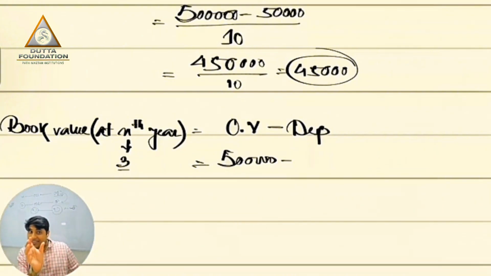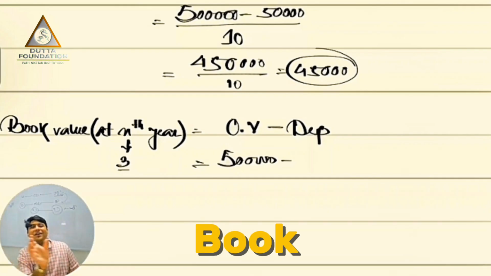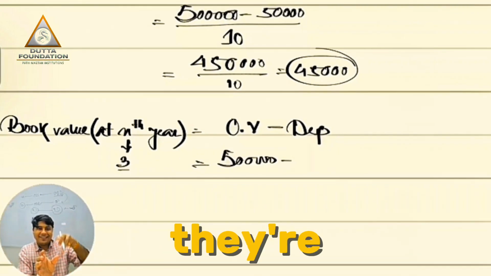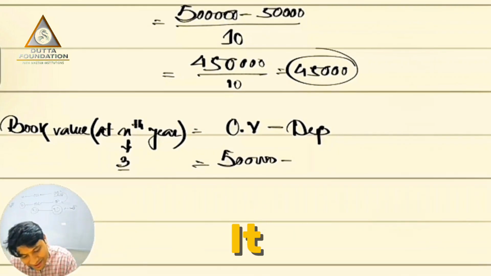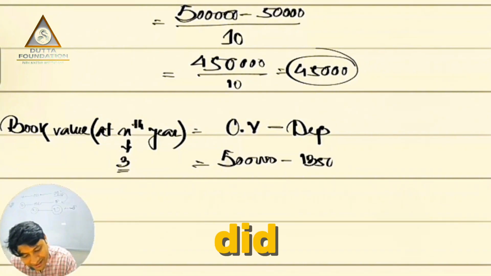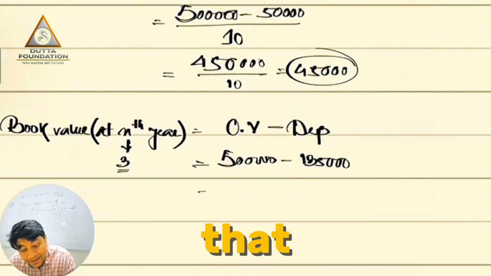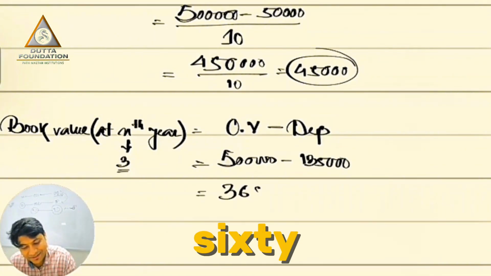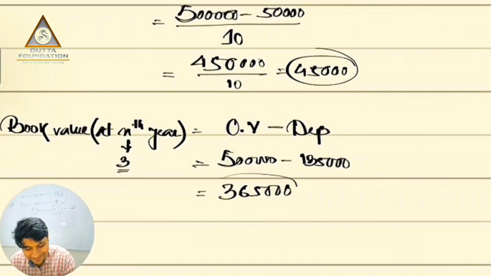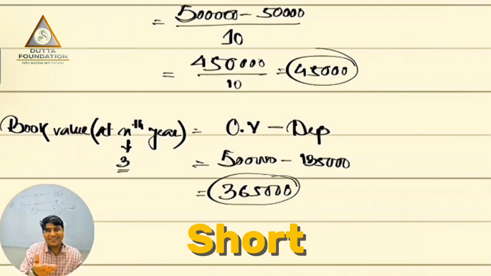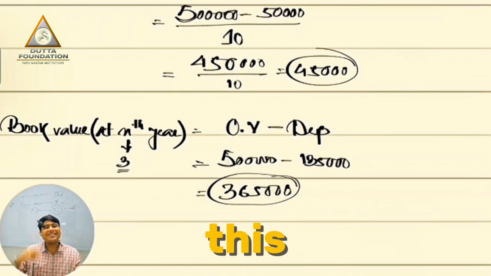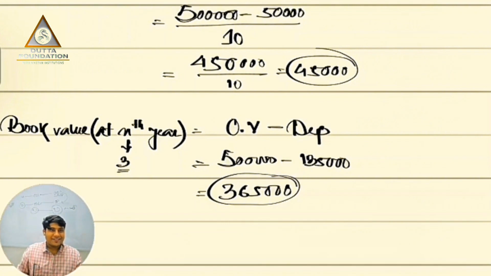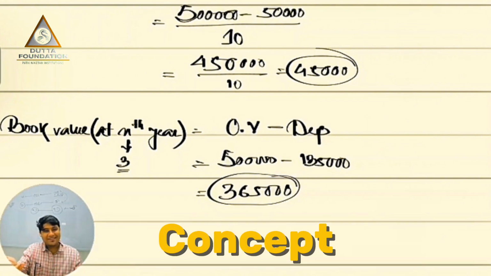So what I said, original value minus depreciation, that is the book value of the machine on the date they are going to calculate. So we deduct 1,35,000. Yes, that is coming 3,65,000. Fantastic question here. Simple, short, and easy to do. Just concept to clear. It's all about concept, right?